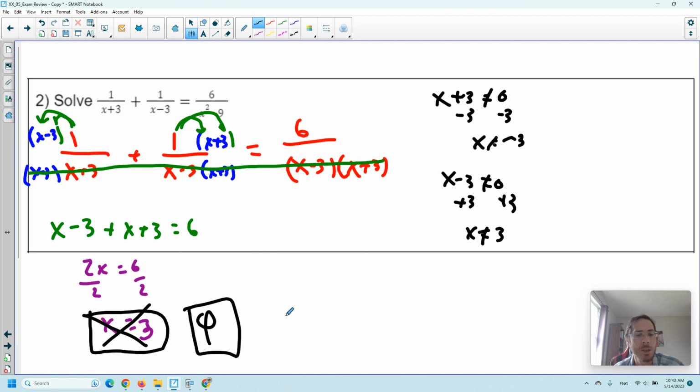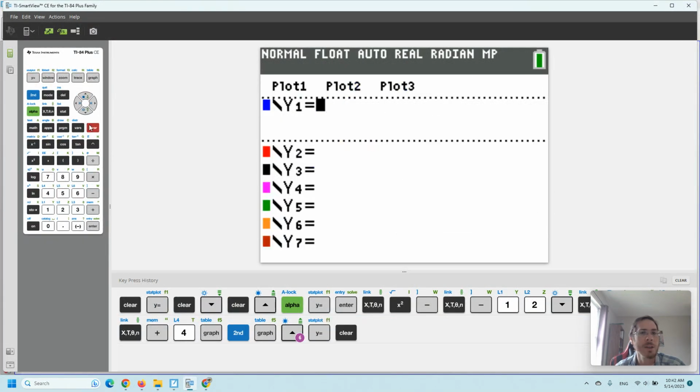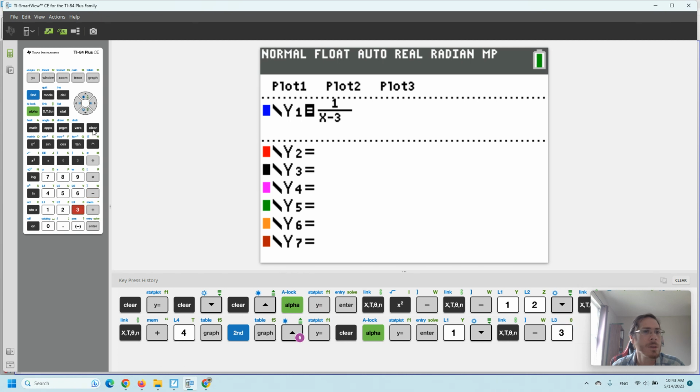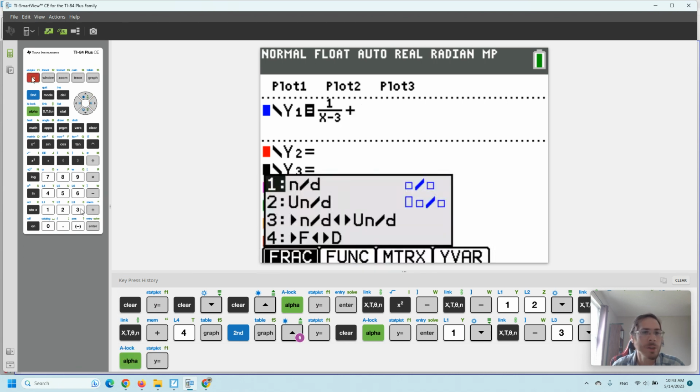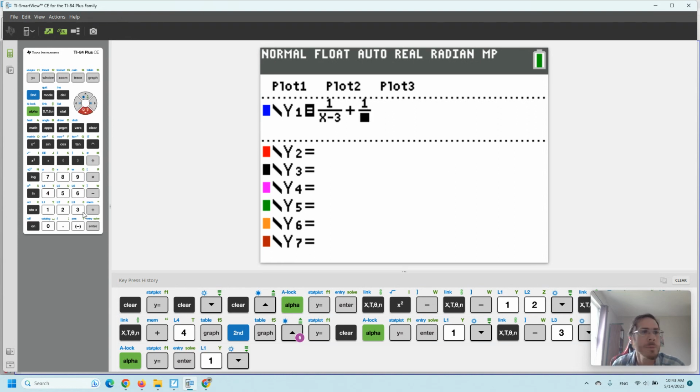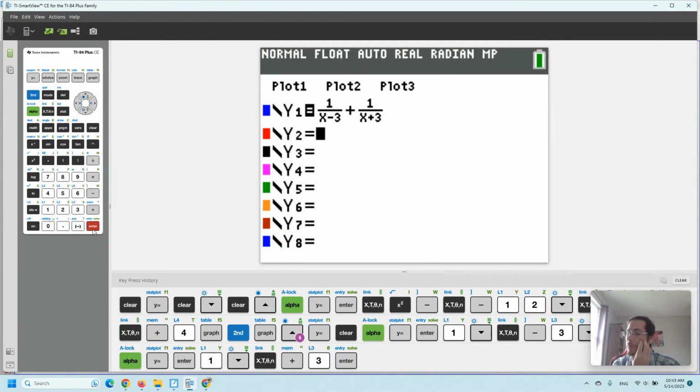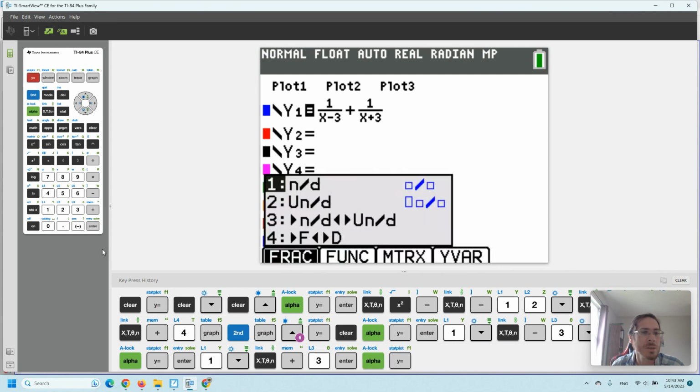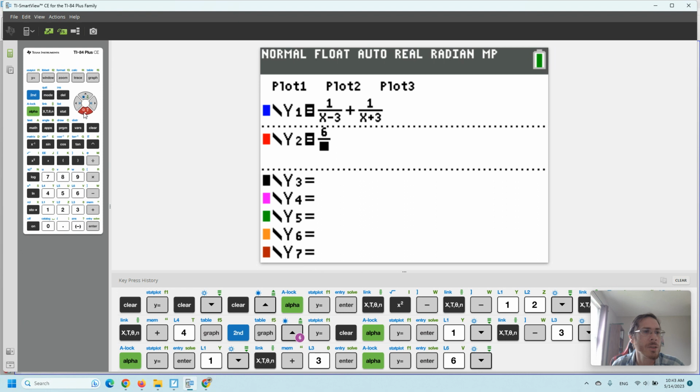Again, if we want to double check this one, we can throw this one into the graphing calculator too. It's going to take some time to type in just because we got these big fractions, but we'll go for it. So we got 1 on top, and then we have x minus 3, and then plus the second big fraction, we've got 1 over x plus 3. Then we have an equal sign, so that means I need to go to y2 because I want to graph both sides of them. On this one, we have to do another fraction, and this time we had 6 over x squared minus 9.